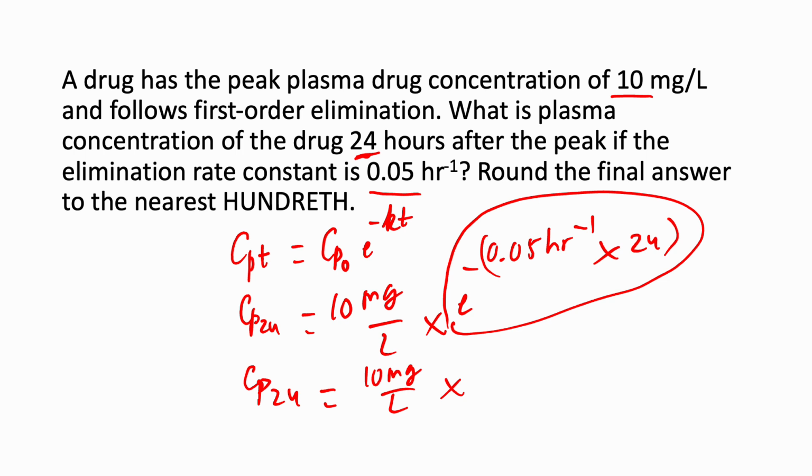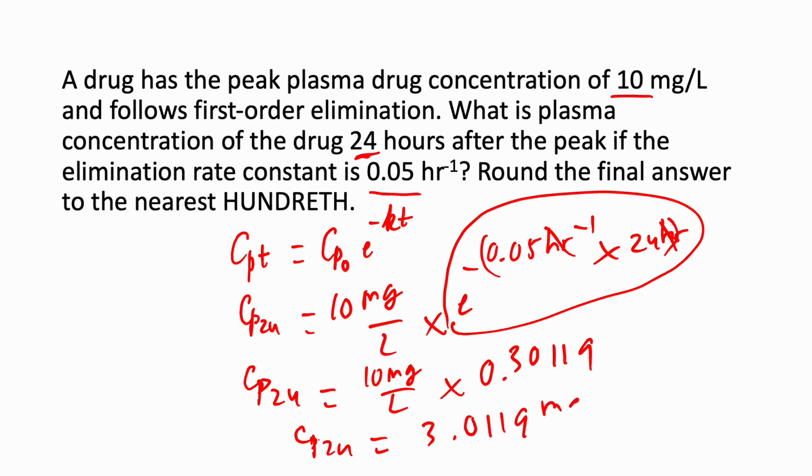The group here is equal to 0.30119. So then, remember this 24 hour here, so you can cross the unit. So then Cp 24 will be equal to 3.0119 milligram per liter. And if you round to the nearest hundredth, Cp 24 will be equal to 3.01 milligram per liter.